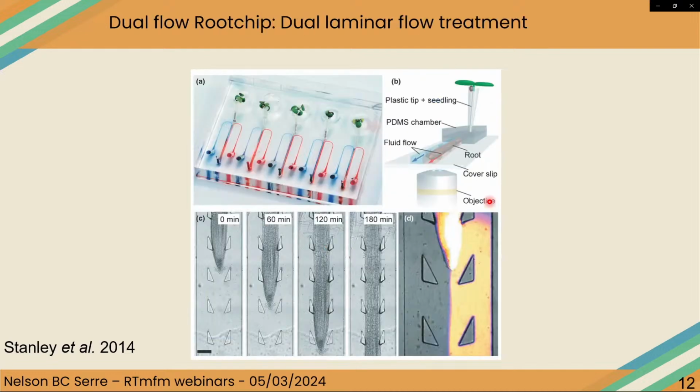then there was an iteration on the root chip, which is called the dual flow root chip, which really exploits the laminar flow property to our advantage. The root is growing into a channel that has these small pillars that allow the root to be exactly in the middle of the channel. And then what you can do is inject, for example, a control on the left and a treatment on the right, or two different treatments, and see if there's a different effect on both sides of the root.